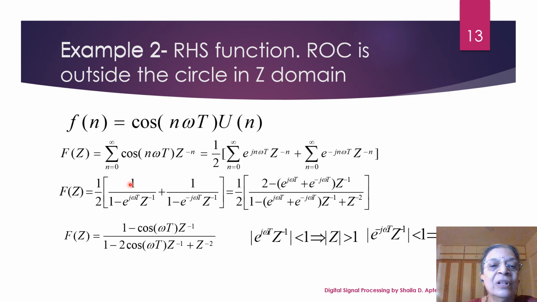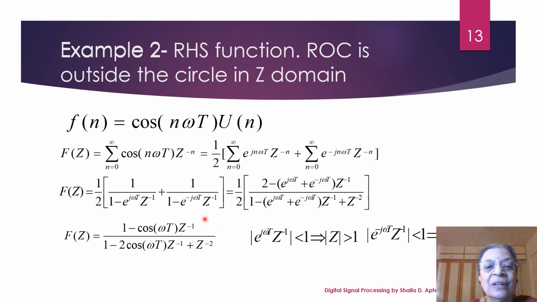Now I take 1 half as a common factor and write the closed form expression for this. What is the closed form expression for this term? It will be 1 upon 1 minus e raised to j omega t z inverse, because I have to write this as e raised to j omega t z inverse, raised to n. Whatever is inside the bracket, that is e raised to j omega t z inverse, will be written in the denominator. Similarly, for the second term, we write 1 upon 1 minus e raised to minus j omega t z inverse, and we simplify this to get this particular answer.